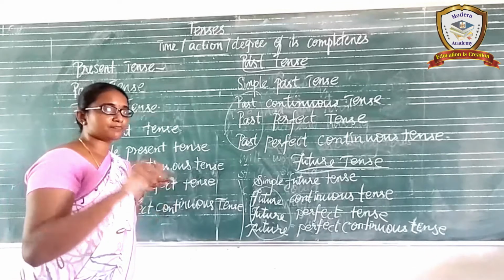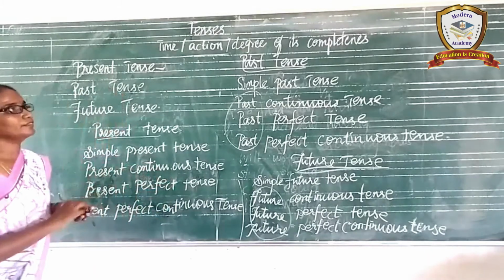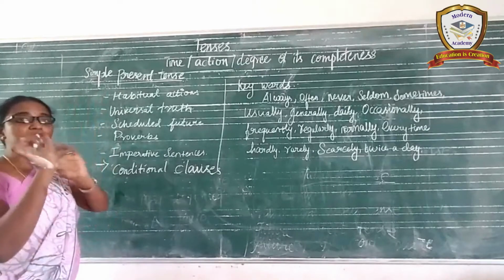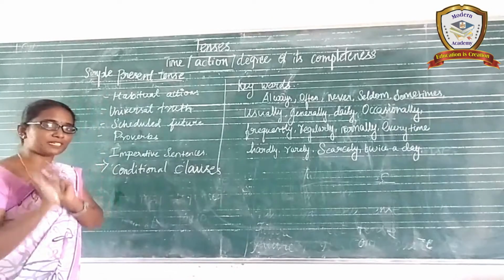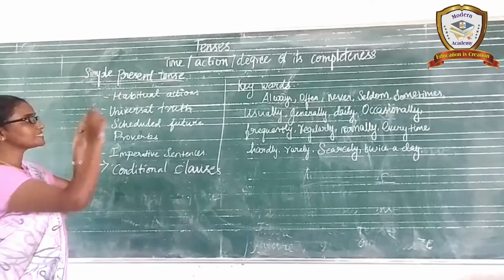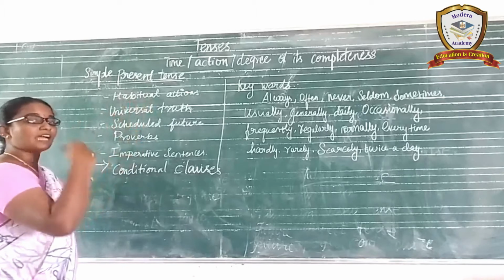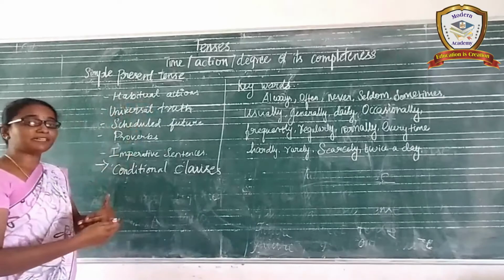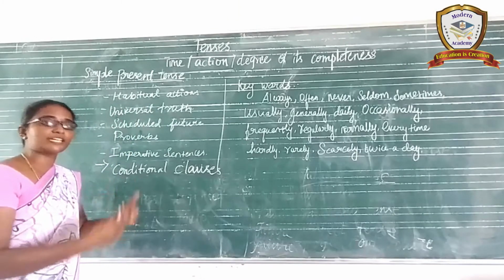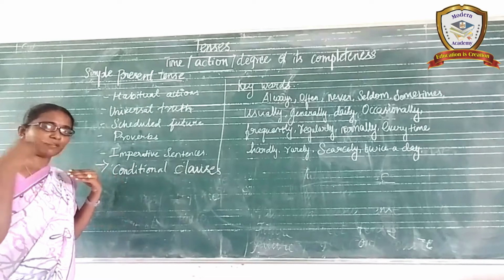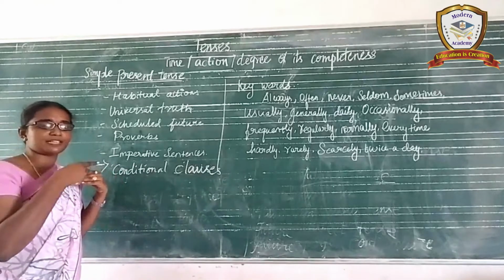Listen carefully, dears. Simple present tense. What is meant by simple present tense? For which type of sentence do we use the simple present tense? The sentence which indicates habitual action, habitual activities, regular activities, repetitive action. My grandfather goes for a walk every morning. And the next one, usually I brush my hair twice a day.